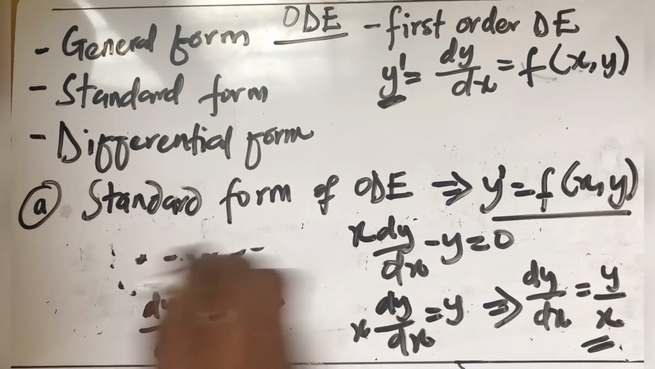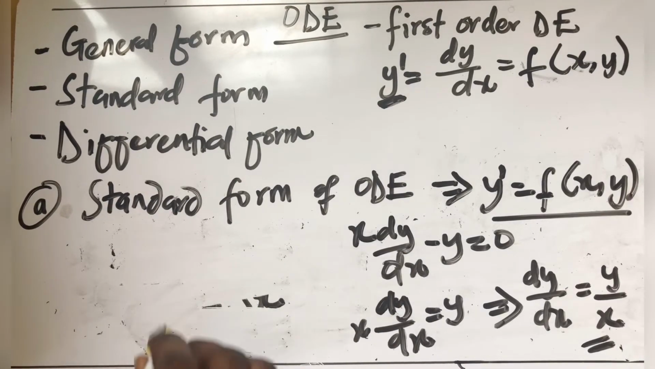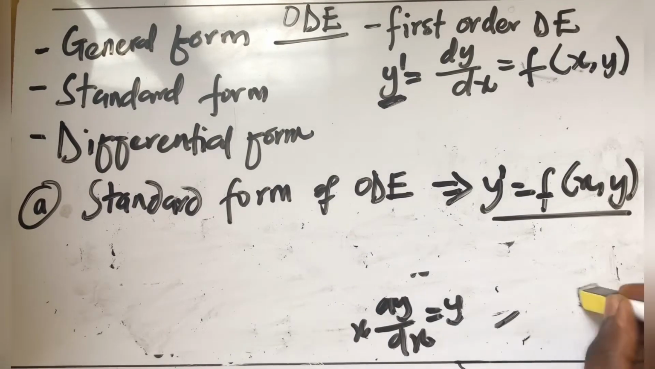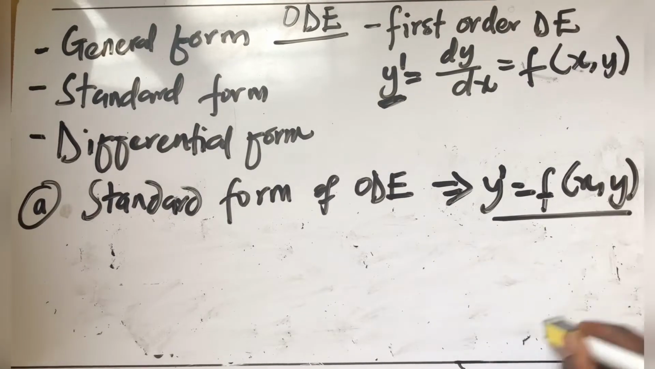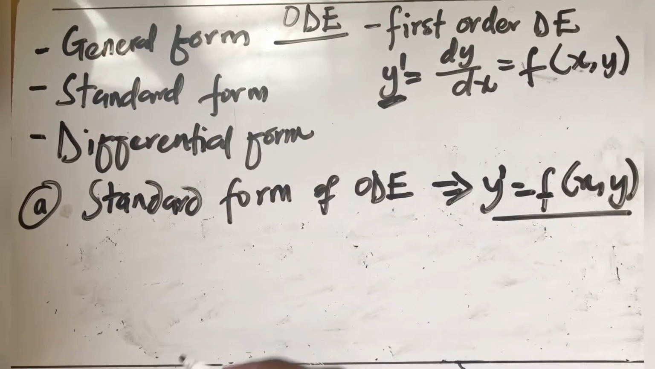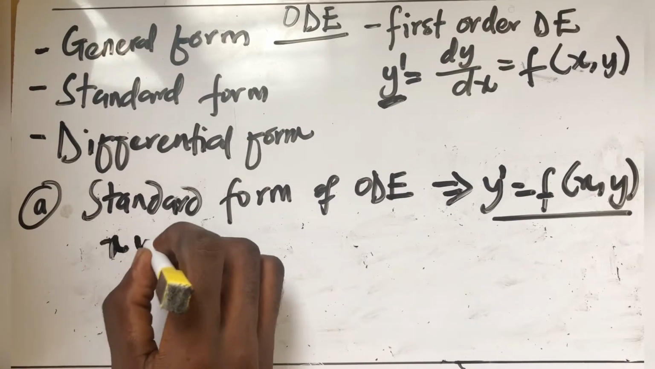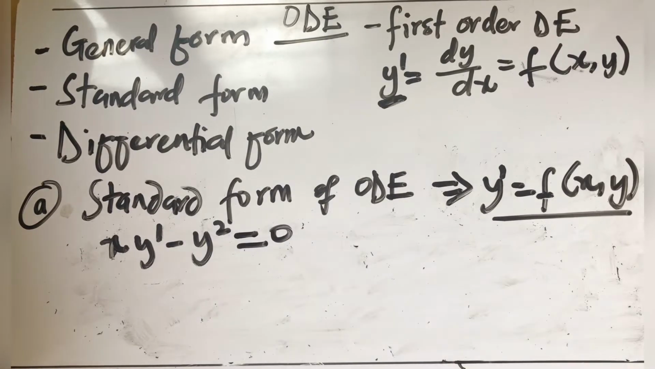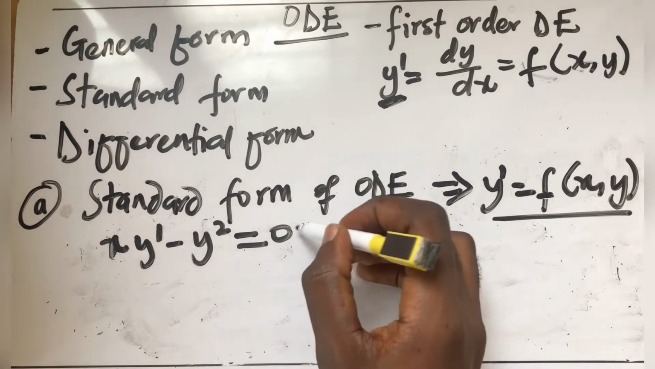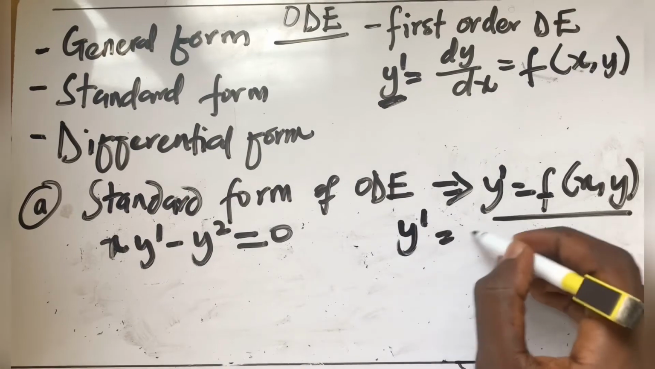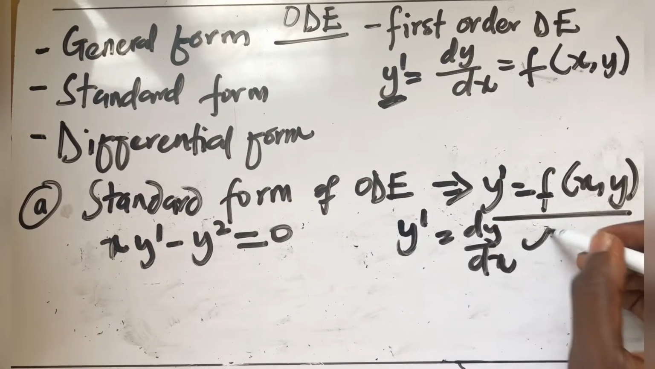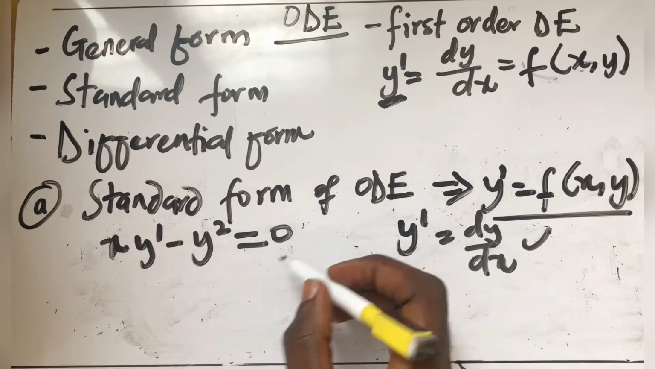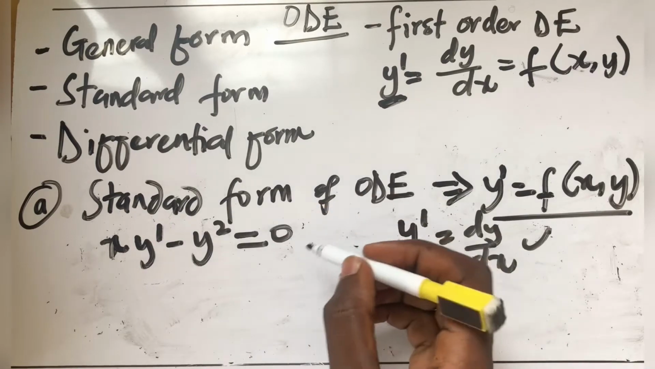So let's take another example, okay? So you have another example. Let's say you have something like this, minus y squared, okay, equals 0. Note that this is in its general form, okay? And note that y prime is the same as dy dx, okay? Now, this expression is in the general form of an ordinary differential equation. So we want to write this in the standard form of an ordinary differential equation.